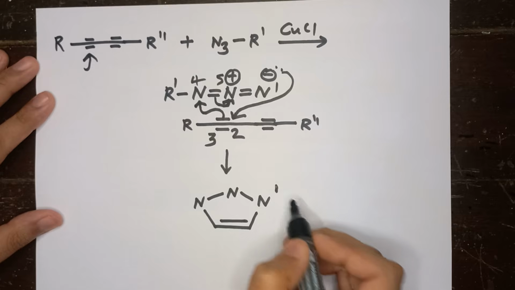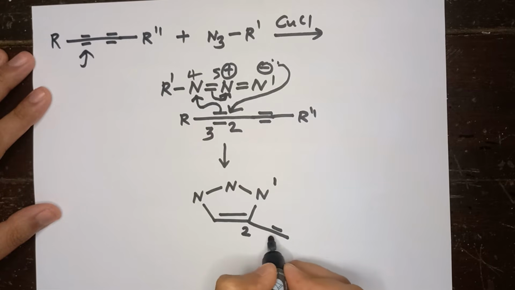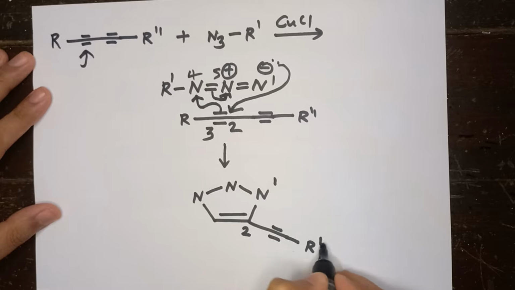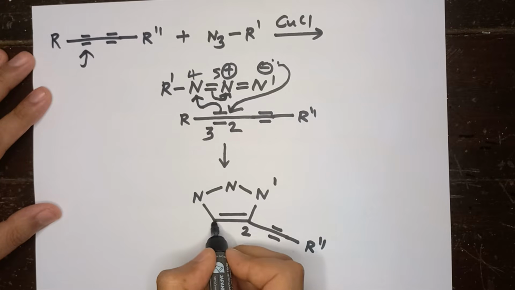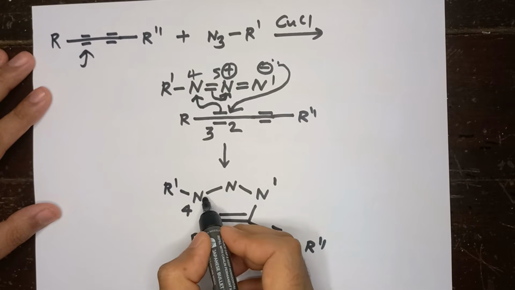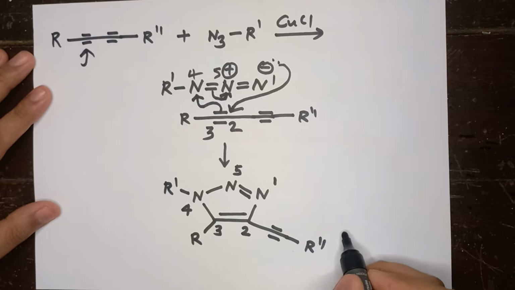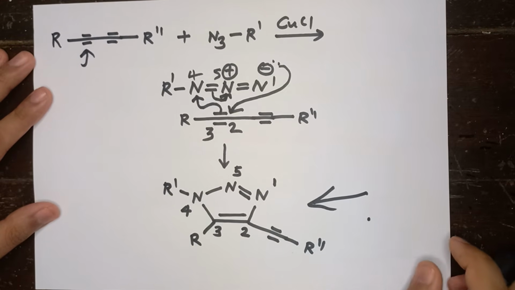So this nitrogen is 1, which is attached to carbon number 2, which has this whole group. Okay, 2 is doubly bonded to 3, which has this R group. 3 is bonded to nitrogen number 4, which has R1. And 4 is singly bonded to nitrogen number 5, which is doubly bonded to nitrogen number 1. So this is the product for this particular reaction.